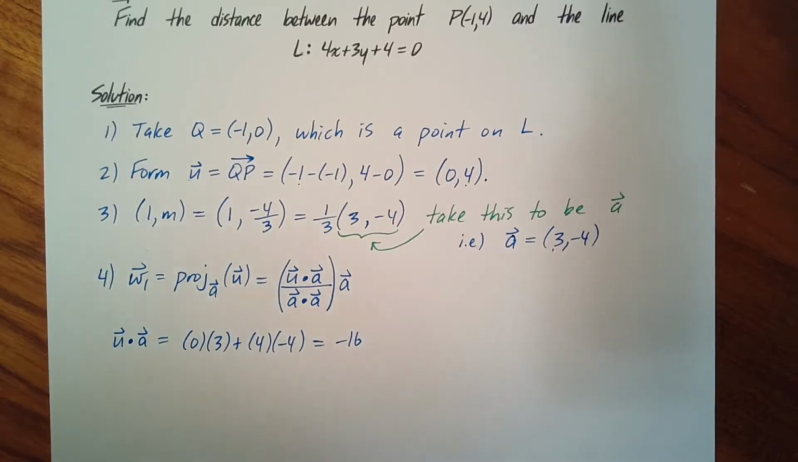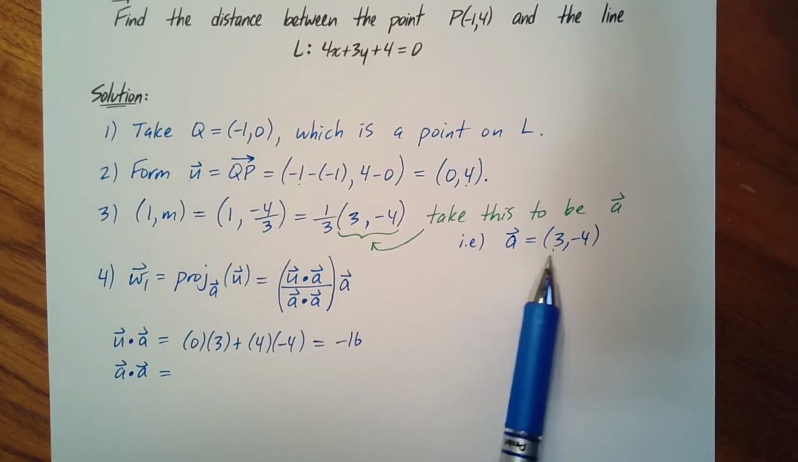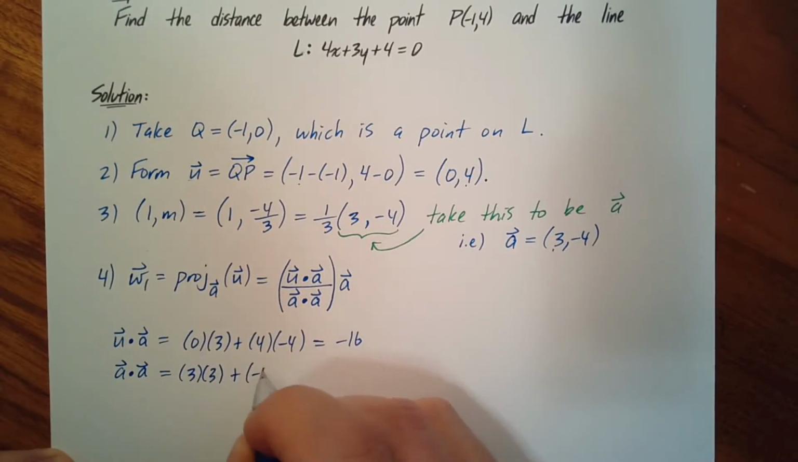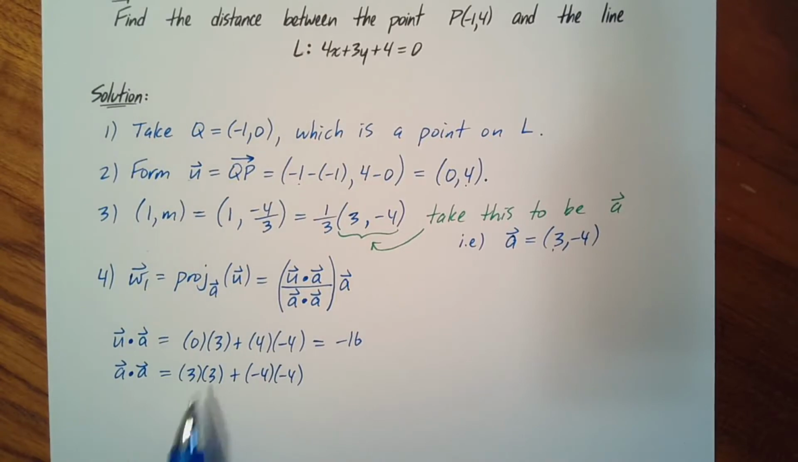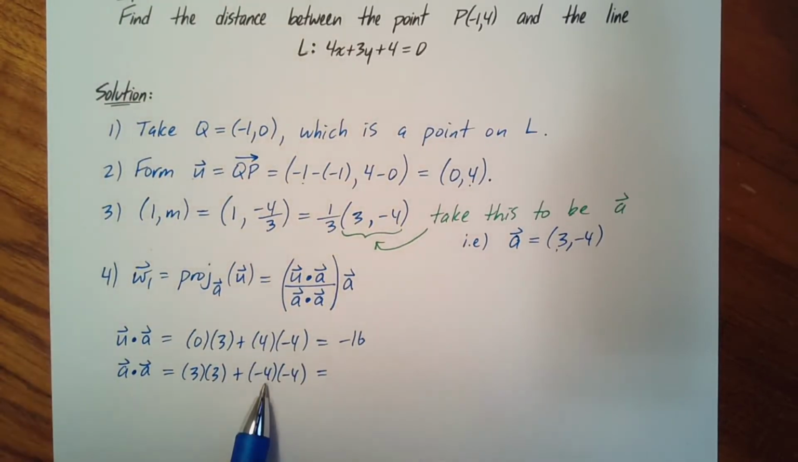And now we need to figure out the dot product of A with itself. A again is 3, negative 4, so we're going to have 3 times 3 plus negative 4 times negative 4, because that's what you get if you take the dot product of this vector with itself. Okay, so 3 times 3 is 9. This is going to be 16, so you've got 9 plus 16, which is 25.